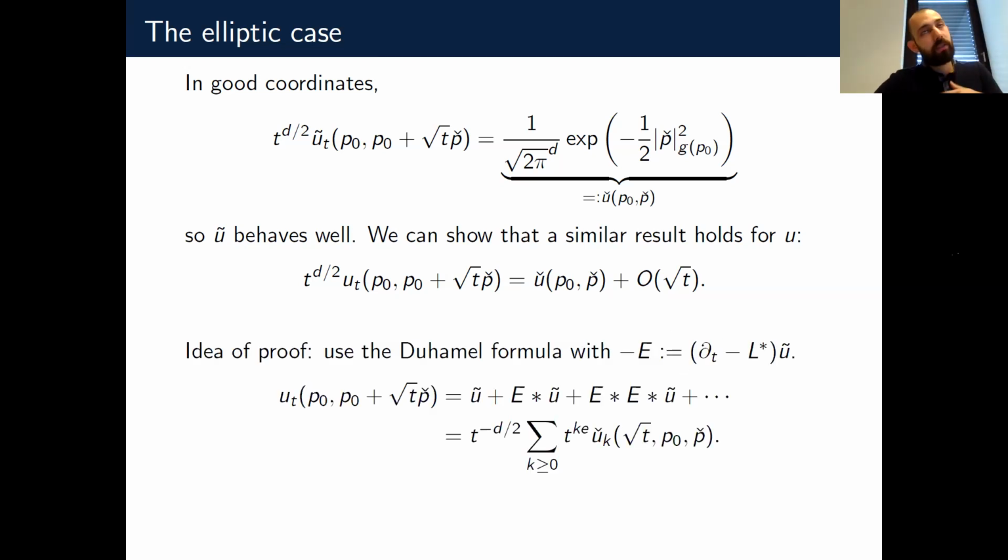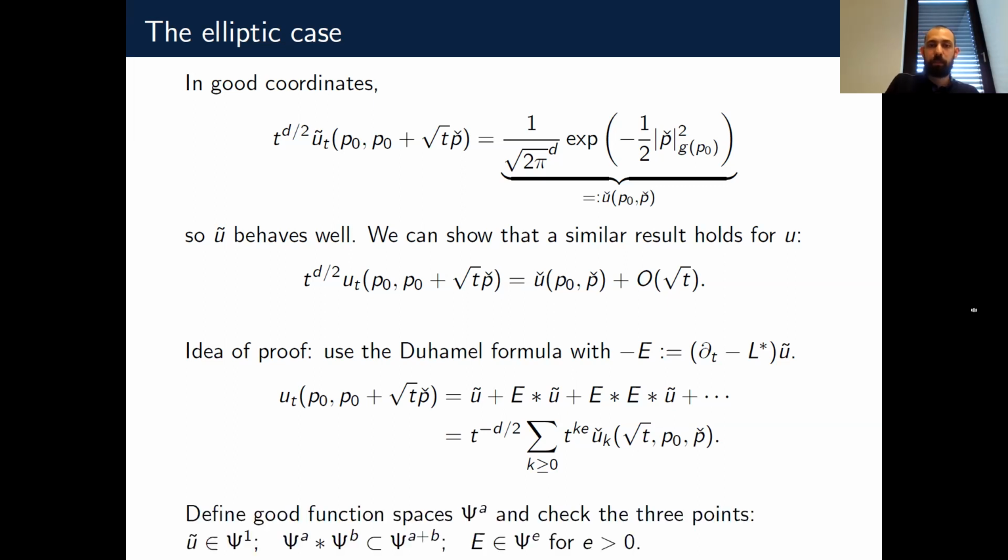I said the idea of the proof is just to use Duhamel's formula. I'm just repeating myself, but that's the idea. And so we want the convolutions to be well behaved, and U tilde and the error to be well behaved. How this works in this particular case, I'm not going to show you, but this is just to give you an idea of what I mean by scaling and what I mean by the solution being nice in a good sense. And what I was saying is that we want to define good function spaces psi A, and these conditions have to be satisfied. That's what I was talking about earlier.